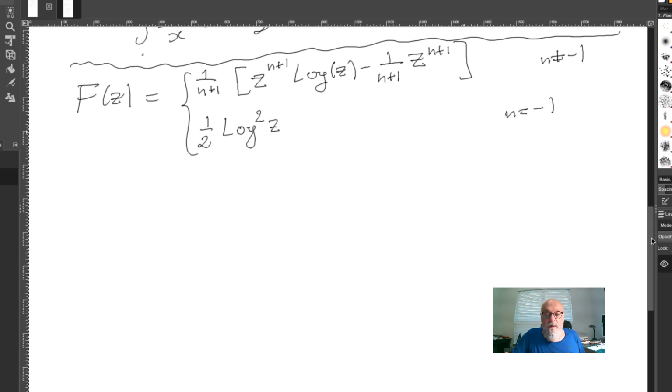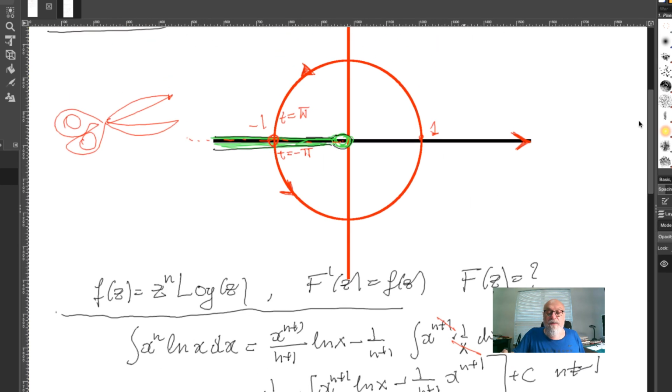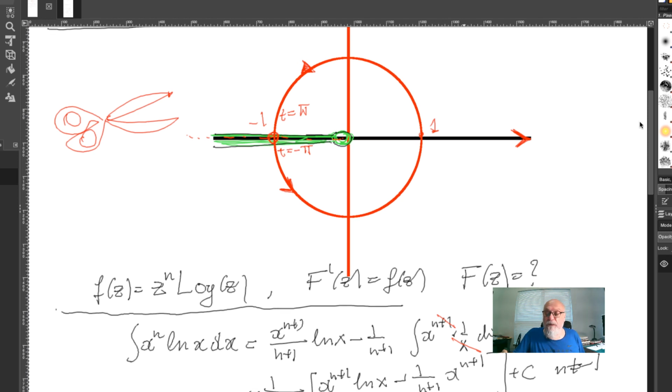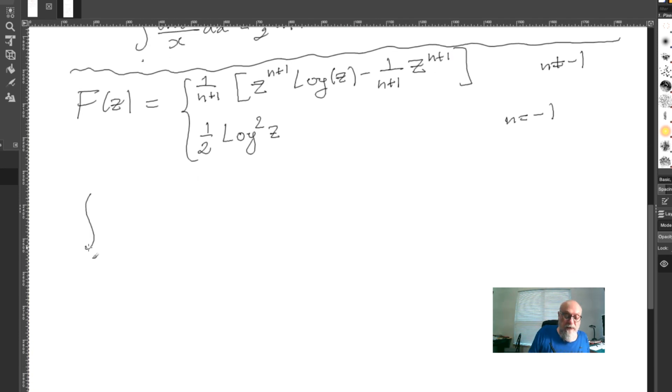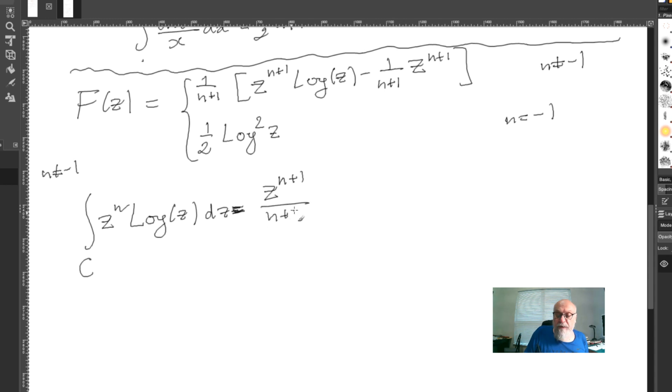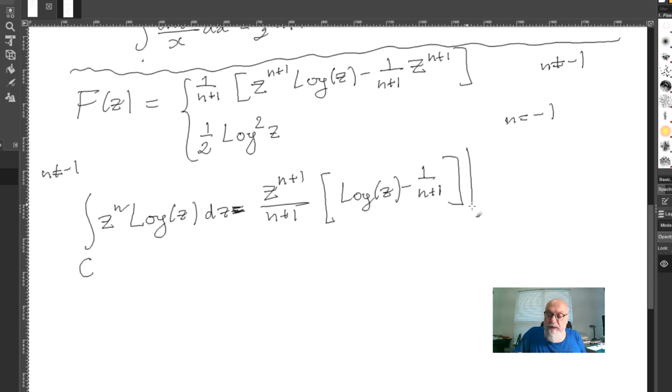So therefore, we can simply use this picture as the guidance, and then write, using the fundamental theorem for complex integrals, the integral over c, for n different than minus 1, of z to the power n times log of z dz is equal, copy the antiderivative: z to the power n plus 1 over n plus 1 times log of z minus 1 over n plus 1. And this must be taken from the point minus 1 from the negative side to the point minus 1 from the positive side.